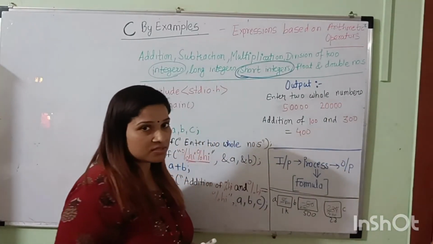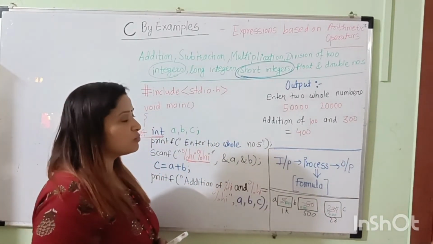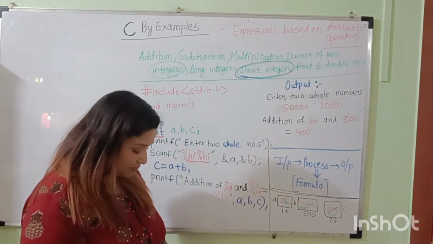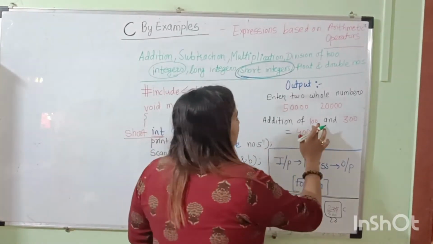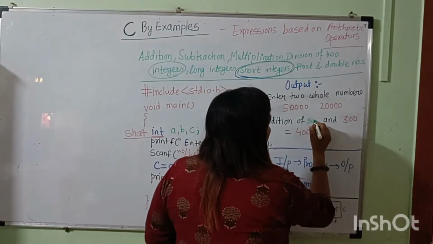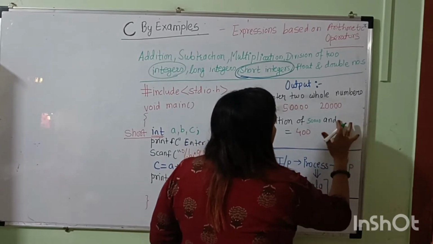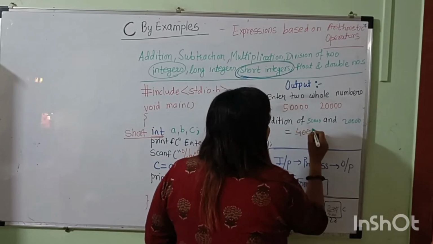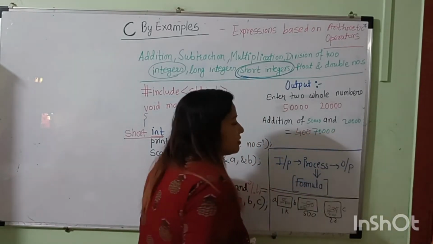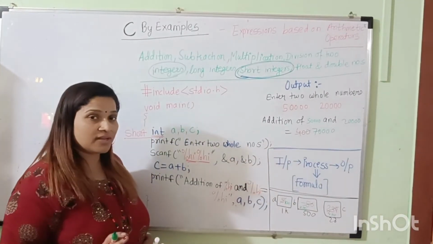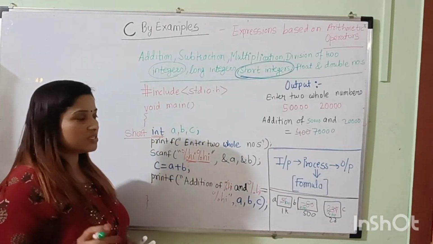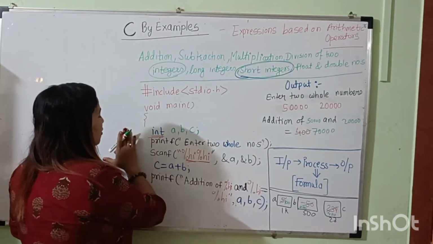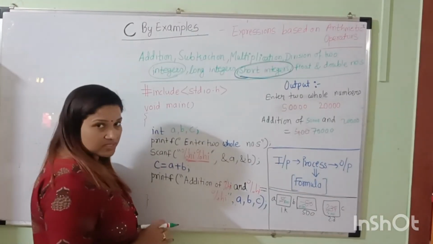Definitely these numbers should be calculated accurately, and the output should be accurate. For 50,000 and 20,000, the output will be 70,000. So here we expect the output as 70,000. To correct this program, we just have to make two to three changes. First of all, while giving the input, we have to give the numbers like this. Second, instead of writing short int, we have to write int. This is the second change.